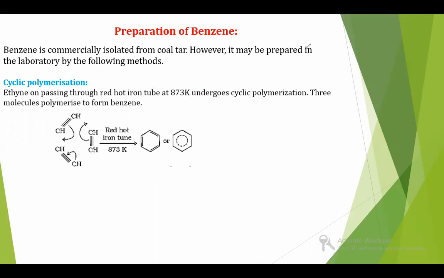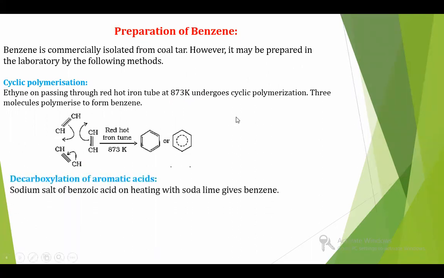Similarly, we can prepare it by decarboxylation. We already studied decarboxylation, and these reactions are based on that only. In the decarboxylation process, we take the sodium salt of benzoic acid. Take a benzene ring with COOH, the carboxylic acid, where H is replaced by Na.